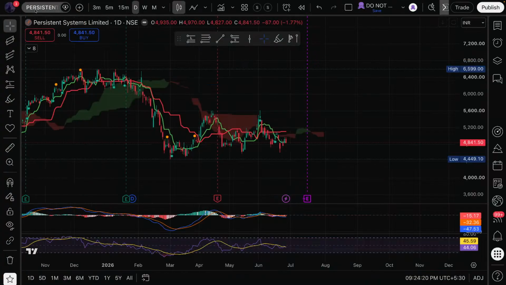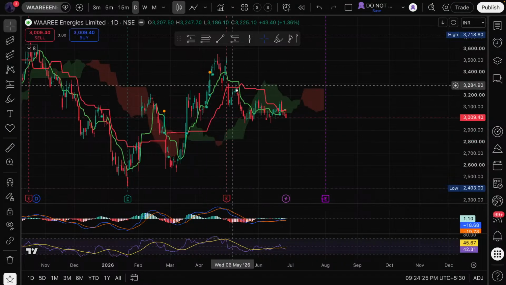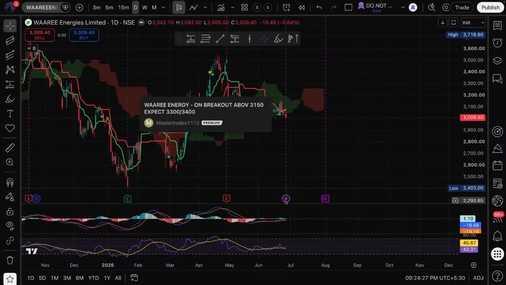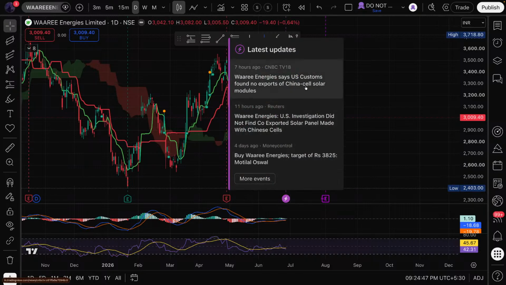If there was a US compliance or customs issue, there might already have been a dip. There was news here. Wait a second. This is news from today. Which day was it? This is the last trading day, right? 25th June. Okay, Wari Energy says US Customs found no exports of China cell solar modules.